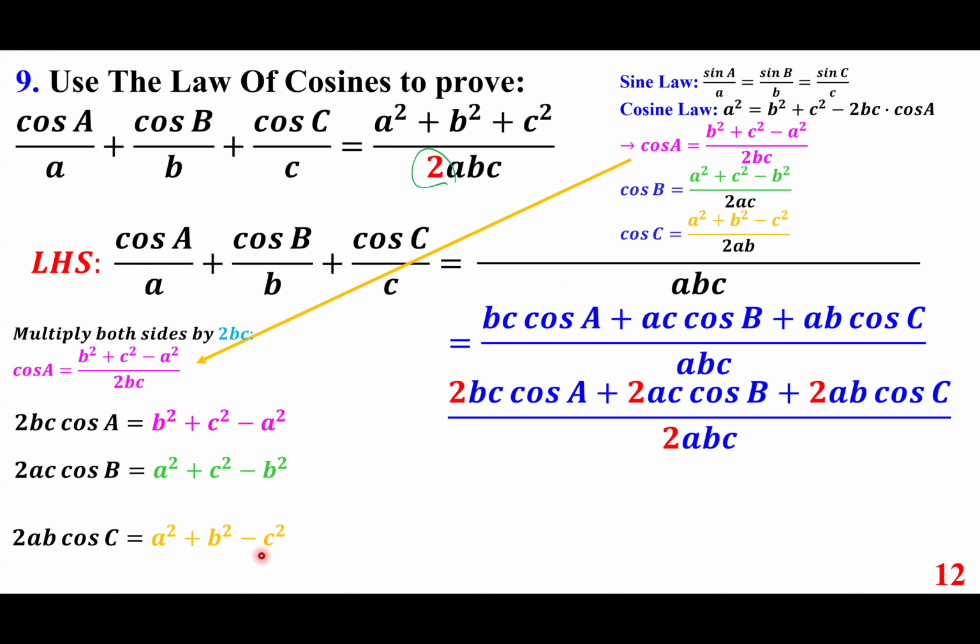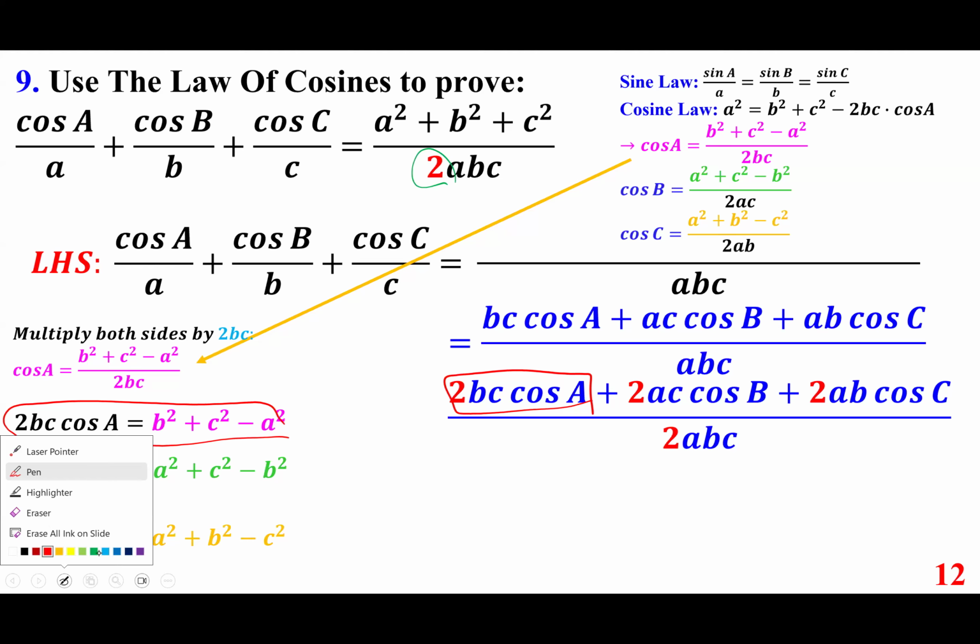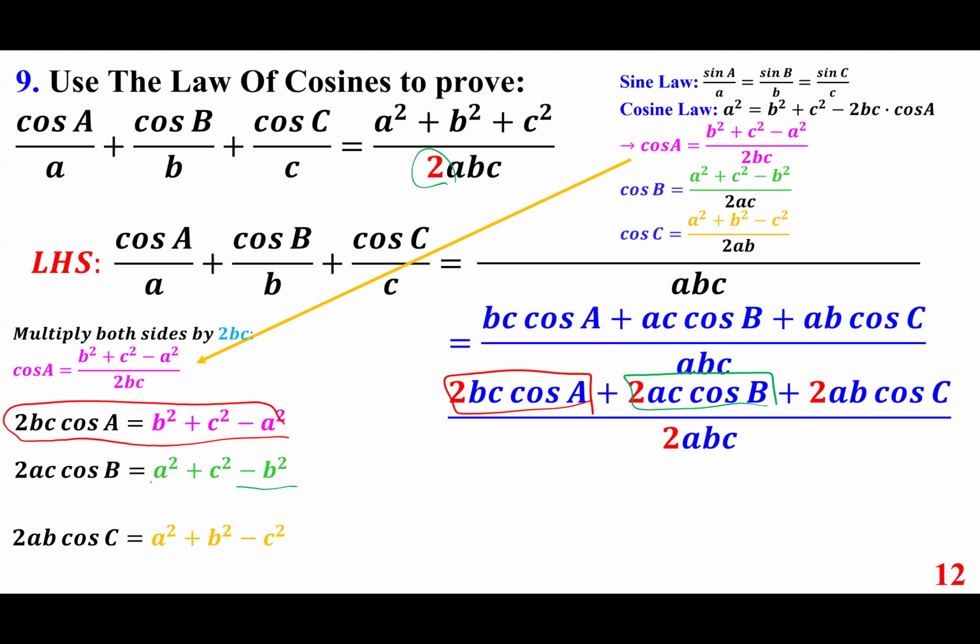Now, I'm ready to replace each one. So take a look. This one, I can replace with this one. 2ac cosine B, I can replace with this one. 2ab cosine C, I can replace with this one. And I do that.